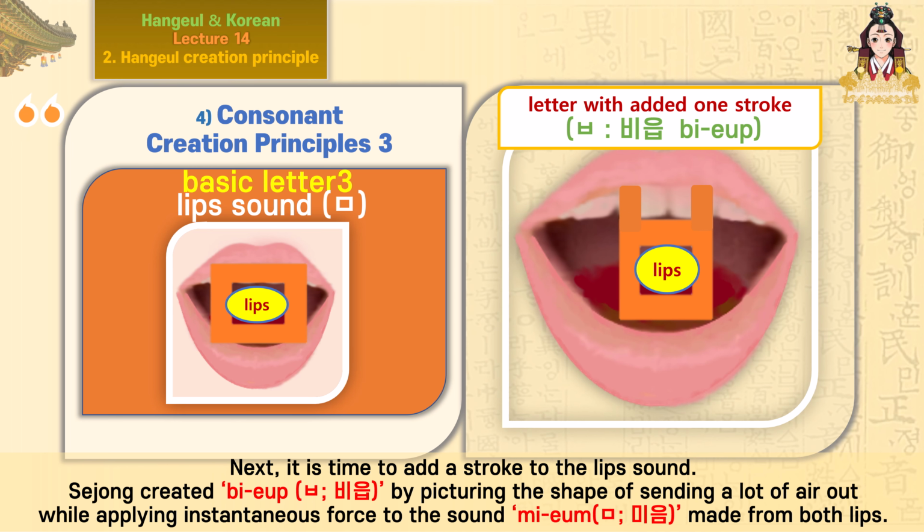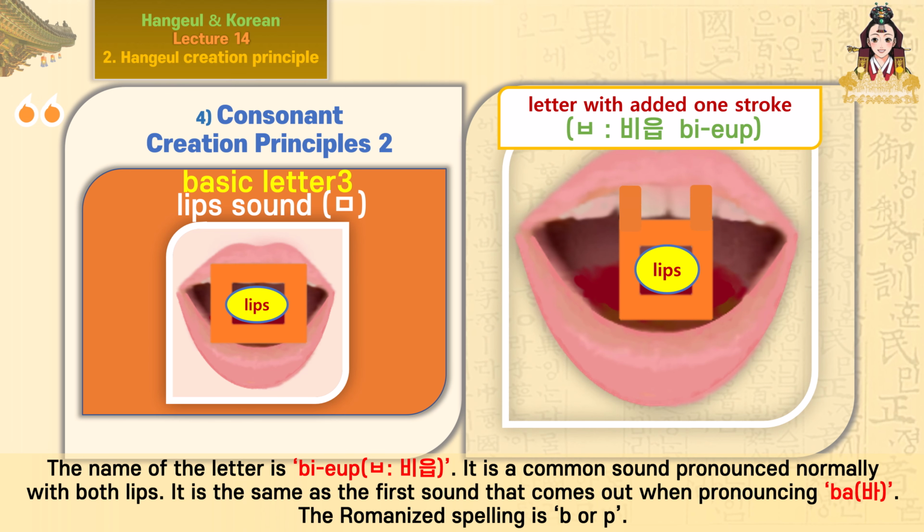Next, it is time to add a stroke to the lips sound. So Jong created B by picturing the shape of sending a lot of air out while applying instantaneous force to the sound mium, made from both lips. The name of the letter is Byungseo. It is a common sound pronounced normally with both lips. It is the same as the first sound that comes out when pronouncing ba. The Romanized spelling is B or P.